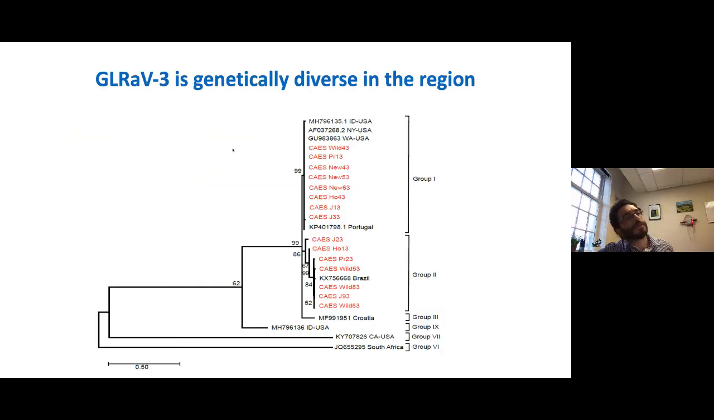And then we did some sequencing. Unfortunately, we had to stop the sequencing process because of the pandemic. Everything was shut down. We are going back right now, but we do have some data, and this is for GLRaV-3. Based on this analysis, we found that the isolates we found here are genetically diverse. As you can see, they cluster with strains from Portugal, from other locations in the US, and even locations from Brazil. This is a very early analysis, but this is what it is telling us right now.